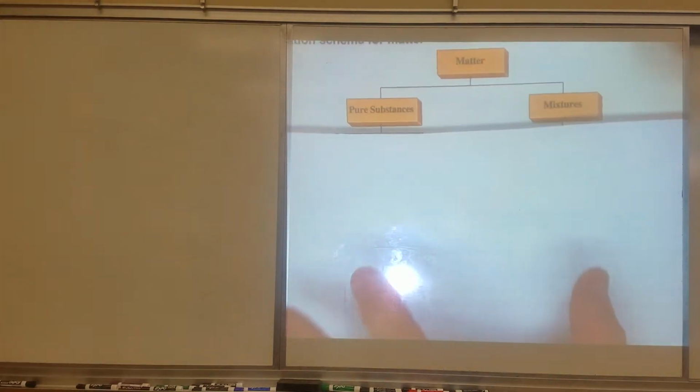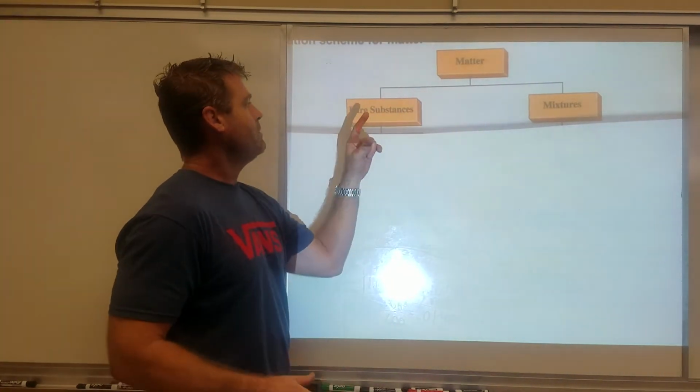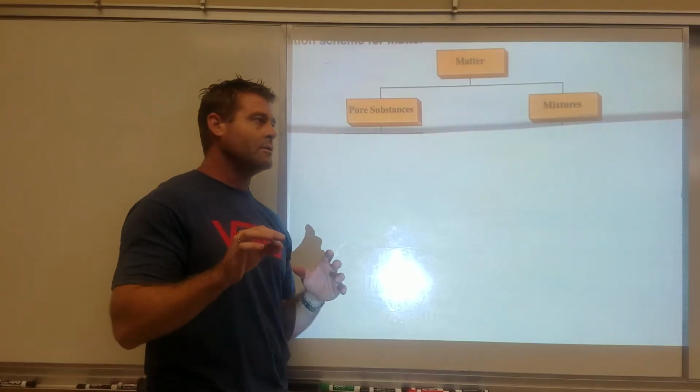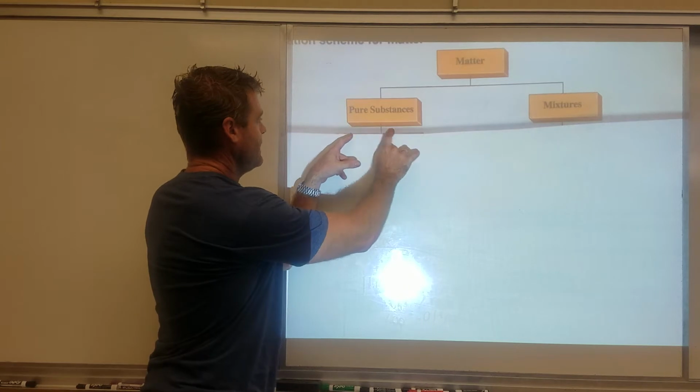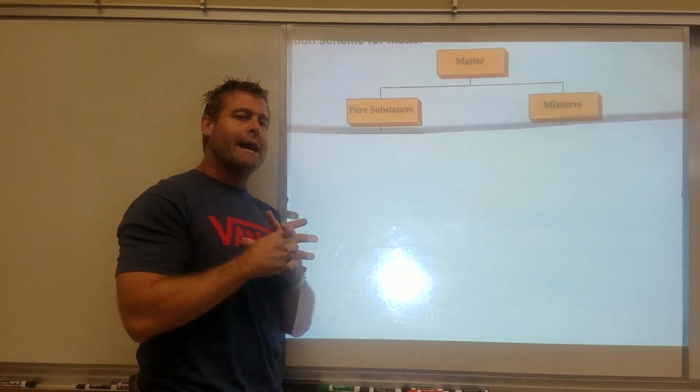I wouldn't expect you guys to know what those are. Here they are. So hopefully you guys just copied this little flow chart down. So matter can either be a pure substance or a mixture. Now I'm hoping you would pause it here shortly when I ask. You can see the brackets here: the pure substances can break off into one of two categories.